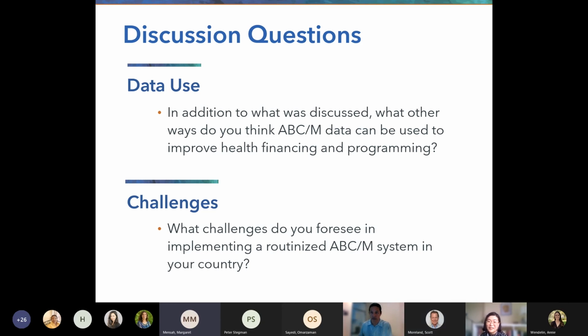Thanks, Scott. I see a comment from Victoria in the chat that this approach can be used to set up private wing services within government health facilities. Victoria, would you like to unmute and share a bit more thoughts on how you think, is it the ABCM approach or the specific use of the data?